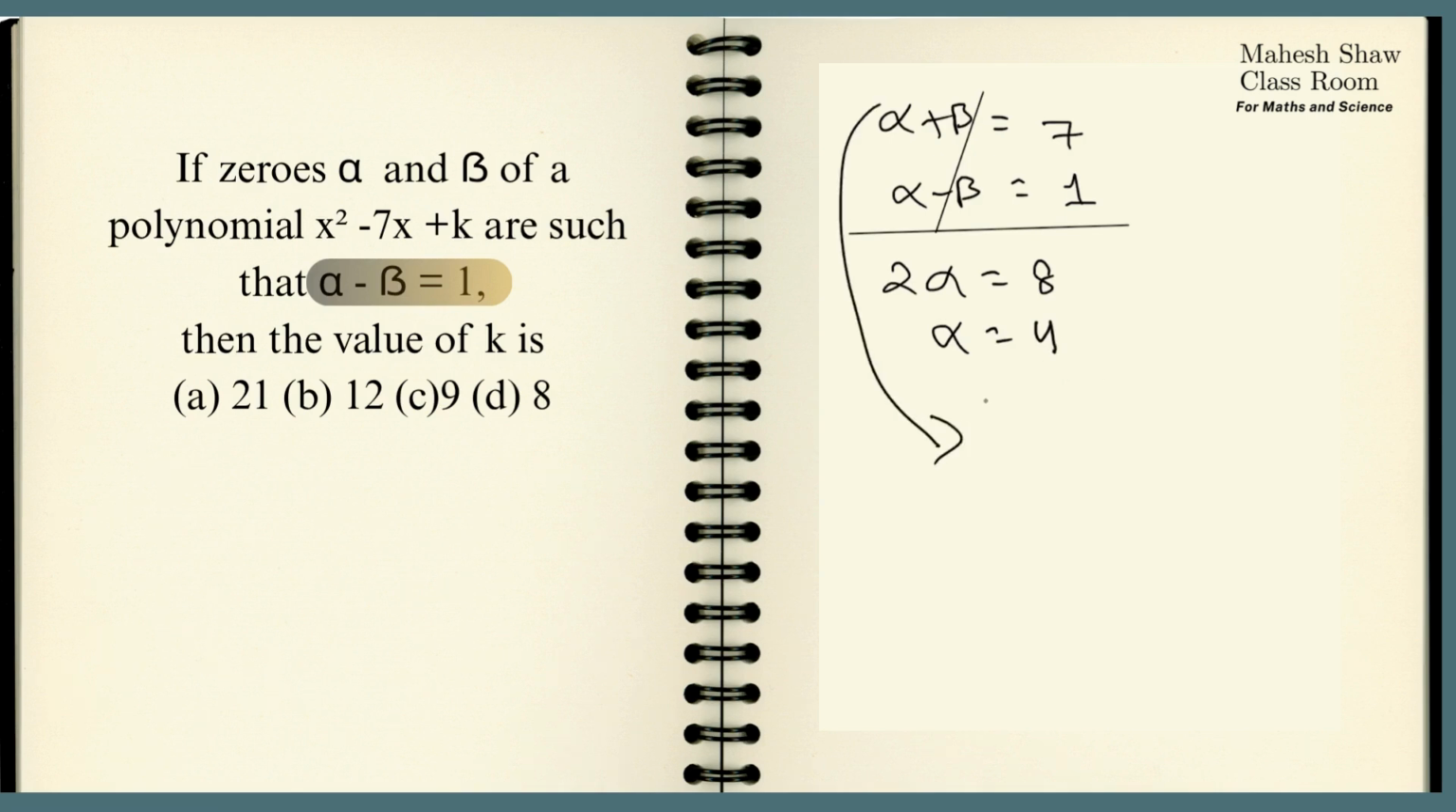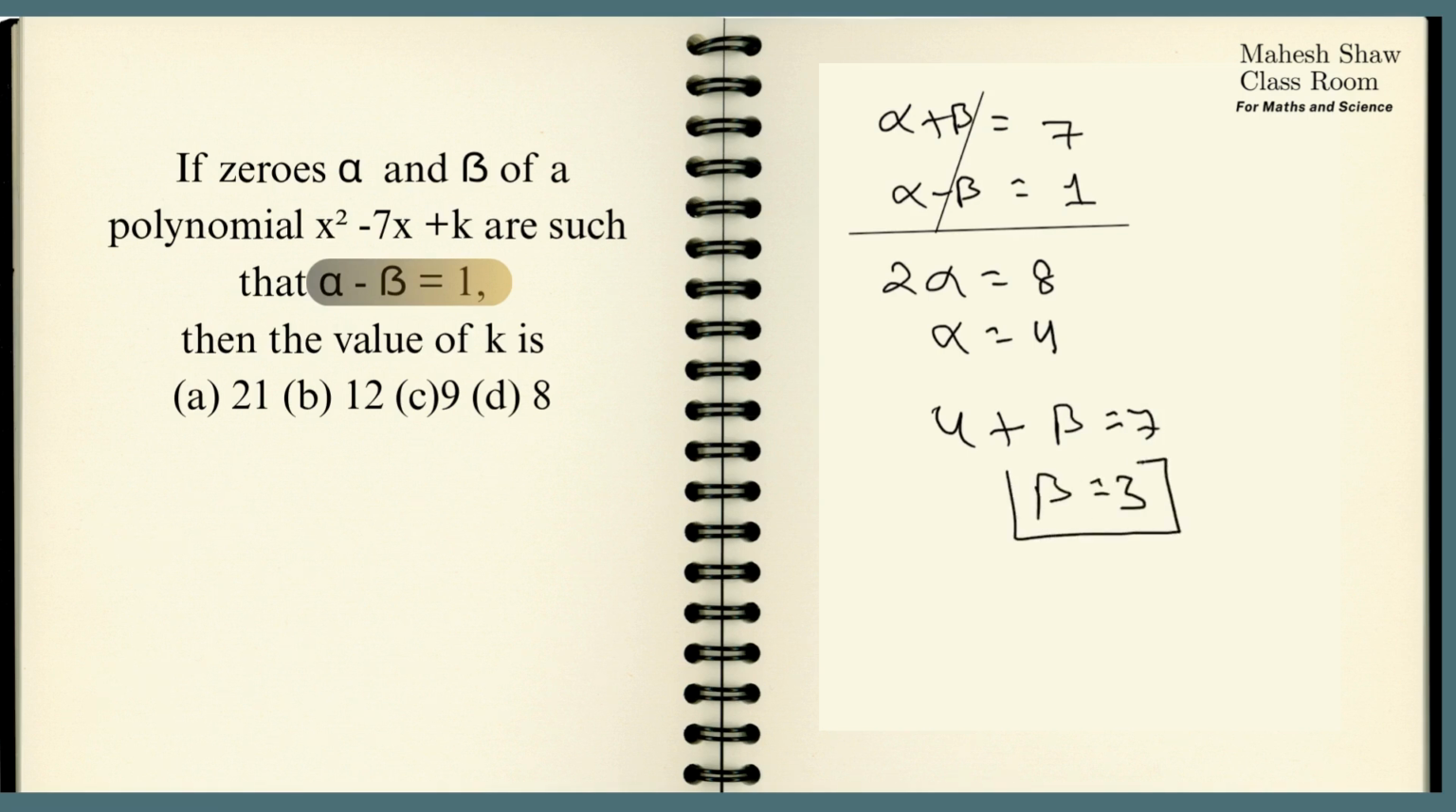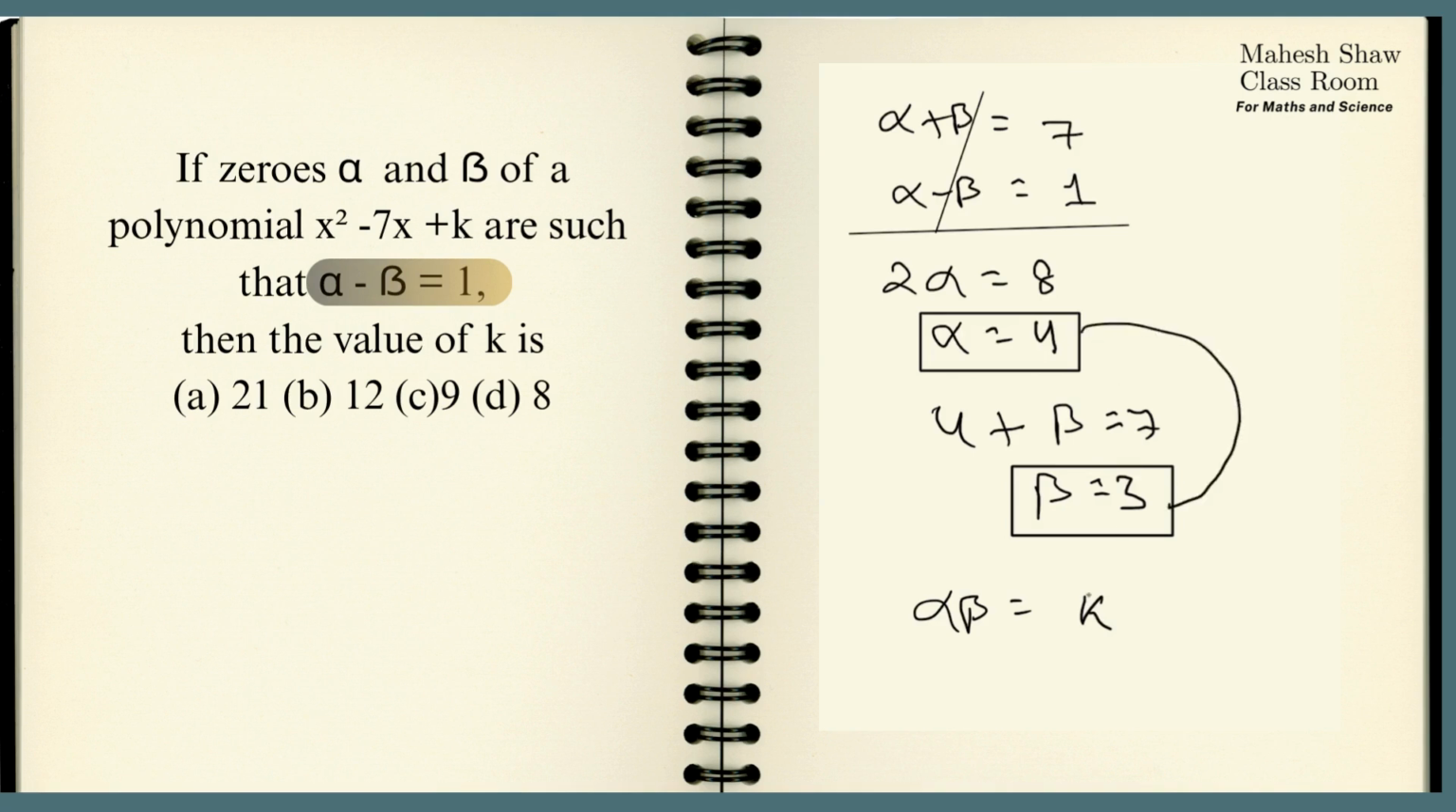Now from here we can obtain beta, replacing alpha as 4. So this is 4 plus beta equals 7. So we get beta as how much? 3. So once we get the value of alpha and beta, we'll be using the product of the zeros to obtain the value of k. And what is product of the zeros? It is c over a, c which is k here. So k over 1 is k only, and product of the zeros is nothing but the product of these two, that is 4 into 3, which is 12. So we can say that the value of k is how much? 12.